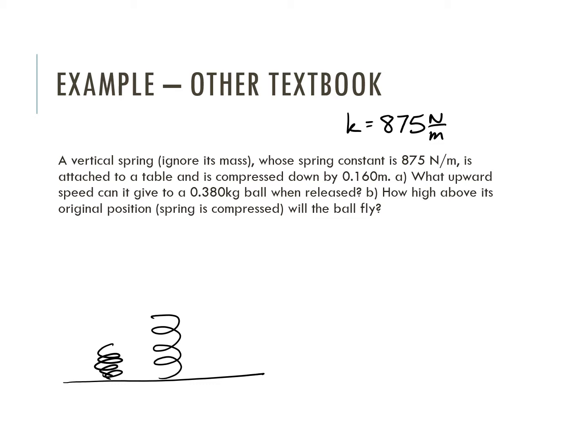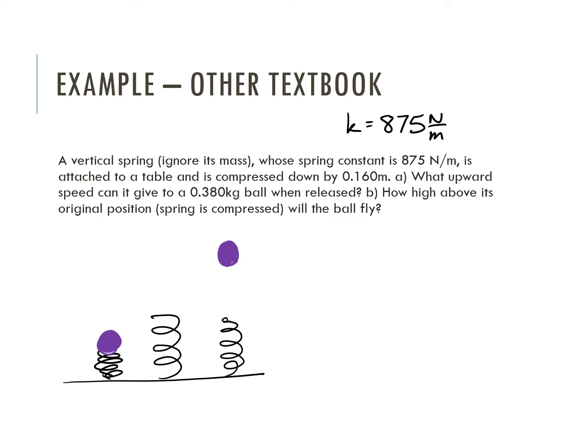It's going to have a ball on it. Let's give the ball a different color. It's the ball that we are going to be focusing on when it comes to our conservation of energy, because it's the ball that is compressing the spring down. It is the ball that is going to be launched, and it's the ball that we are looking at the final height for. So we've compressed the ball. The spring is then going to go back to its original position, and it's going to launch the ball into the air.